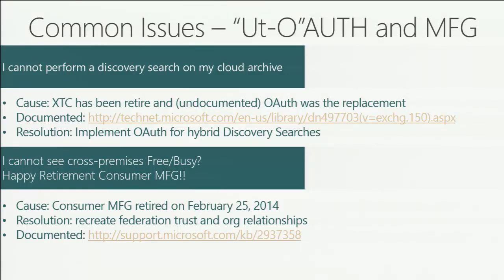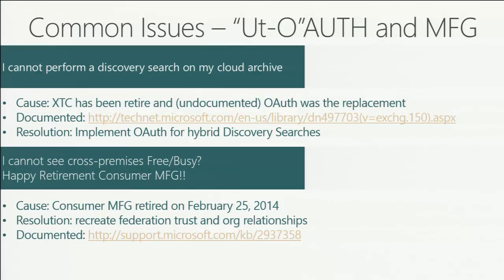The other thing to mention here is I cannot see cross-premises free busy. There were, I think, three customers that set up Federation Trust back in Exchange 2010 RTM. Those three customers, if they have not upgraded their Federation Trust to the business instance of the Microsoft Federation Gateway, will not be able to see FreeBusy anymore. We used to have a consumer instance of the Federation Gateway that was used by Live at EDU, and it was used by Exchange 2010 RTM for Federation Trust. With SP1 of 2010, we started using the business instance of the Microsoft Federation Gateway. That's what Exchange Online uses. That's what most customers use when they have a Federation Trust.